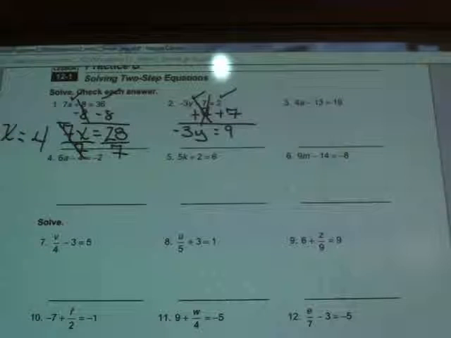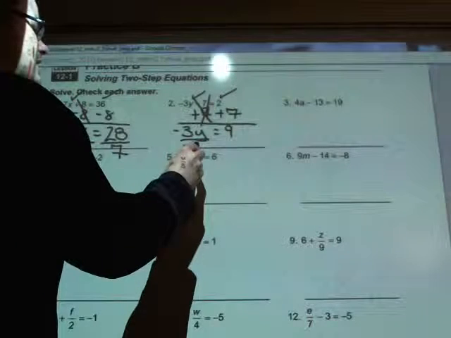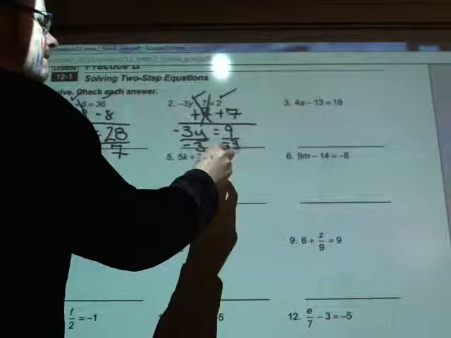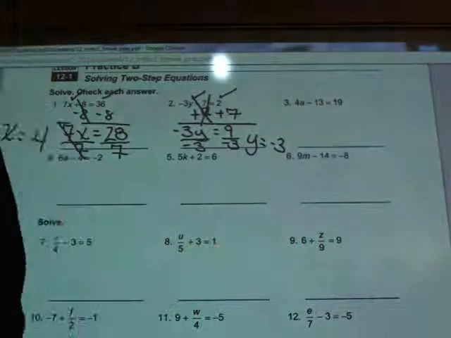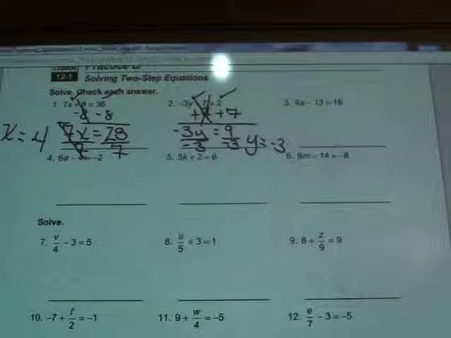So now I've got negative 3y equals 9. Again, we're back to a one-step equation here. And so I'm going to solve this multiplication question by dividing both sides by negative 3. And when I do that, I have y equals negative 3. And again, we can check it. Negative 3 times negative 3 is 9. 9 minus 7 is 2. Since the left and the right side both work out to be 2, we know we did this correctly.